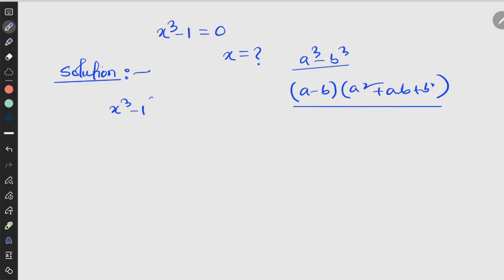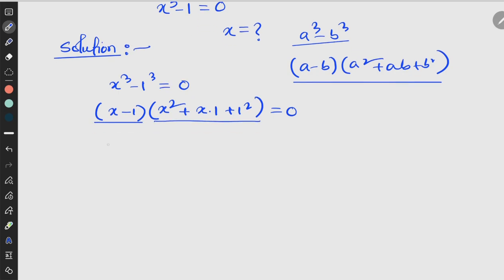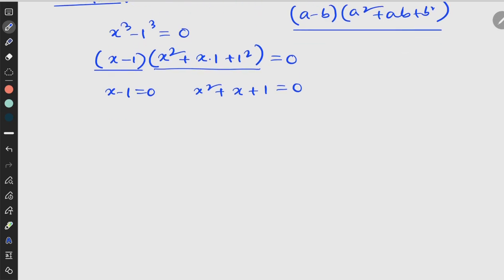x cube minus 1 cube equals 0. x cube minus 1 cube equals (x minus 1) into (x square plus x into 1 plus 1 square). Since a product of two factors is 0, that's why x minus 1 equals 0 and x square plus x plus 1 equals 0. Here we can write x equals 1. This is one value of x.